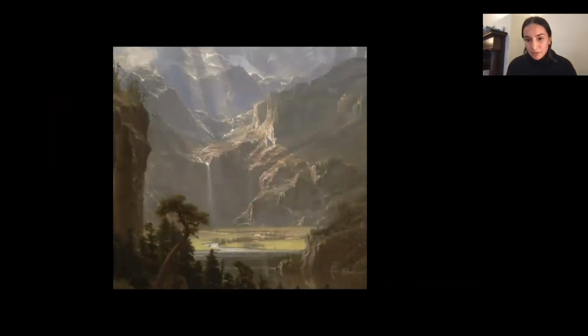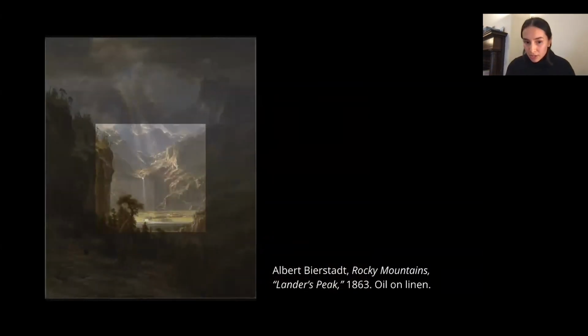Here is a bit of a closer look at it. It allows you just to get a bit of a better impression of the detail of his brushwork. Bierstadt also makes interesting use of scale in this painting, which you might not have initially noticed.